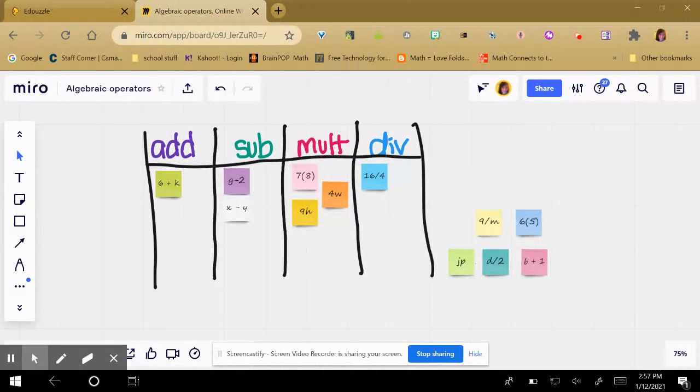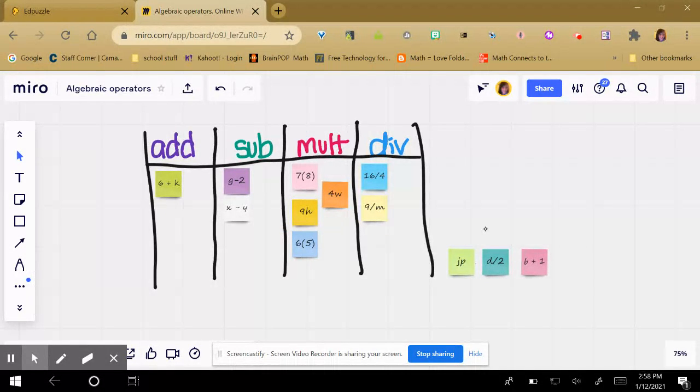All right, how about this one? 9/m. 9/m is showing me division. There's that slashy thing, kind of looking like a fraction. That is division. How about this one? 6 / 5. What are they asking us to do here? They're asking us to multiply.